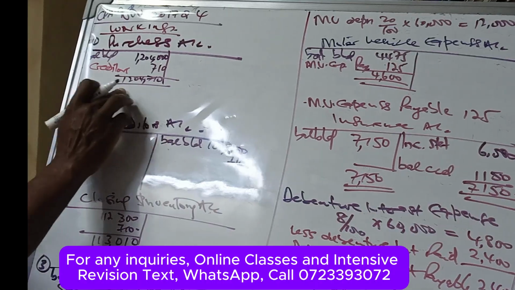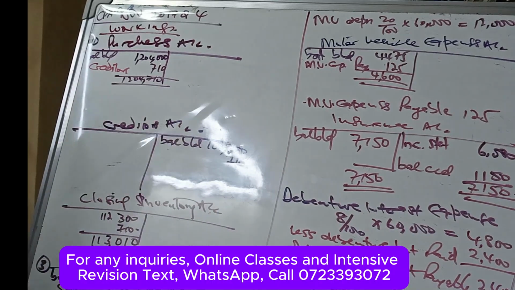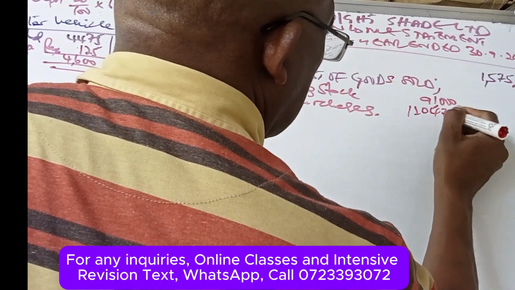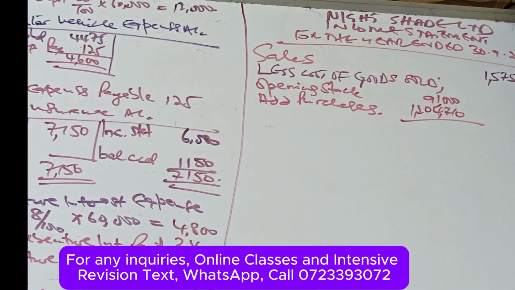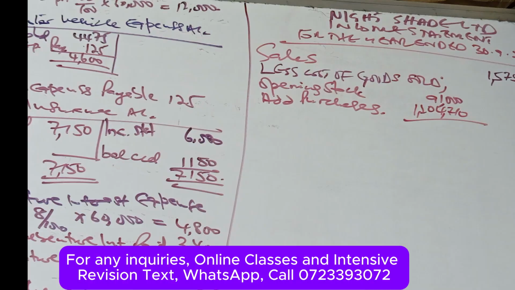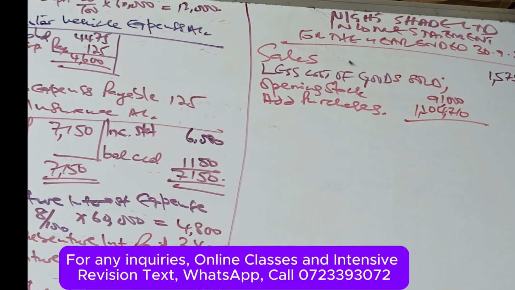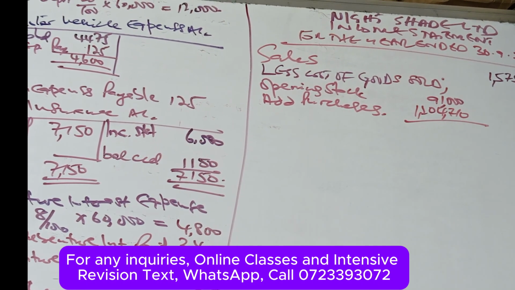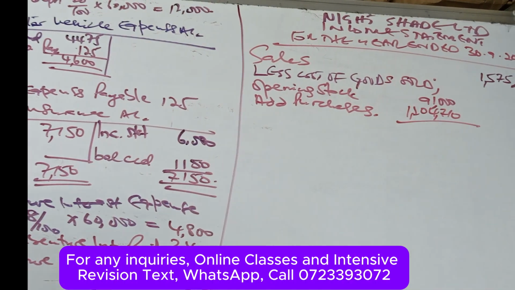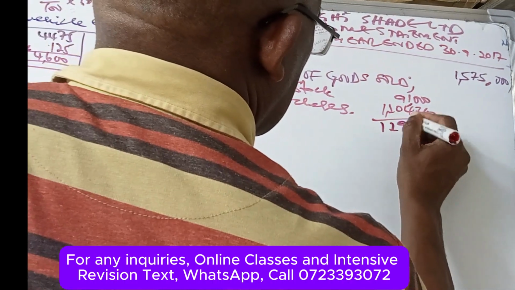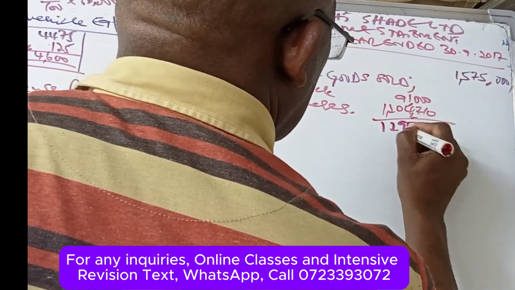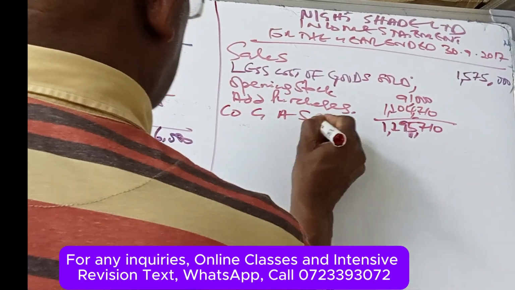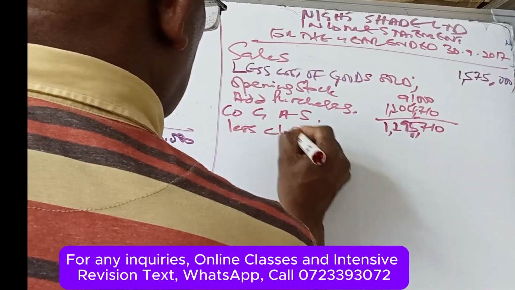So we say it is 1,204,710. So we add the two, 91,000 plus 1,204,710. We get a figure of 1,295,710. These are cost of goods available for sale. We less closing stock.